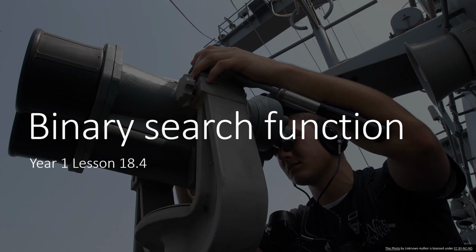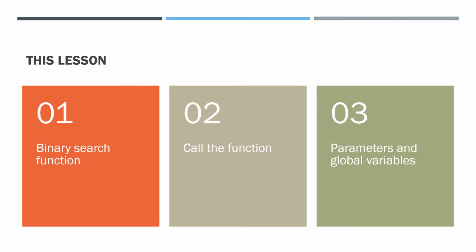Welcome back. This is lesson 18.4. In the previous lesson, we wrote code to run the binary search, and in this lesson, we'll turn that code into a binary search function. So in this lesson, we'll write the function, call the function, and look at how it can be altered by using either parameters or global variables.